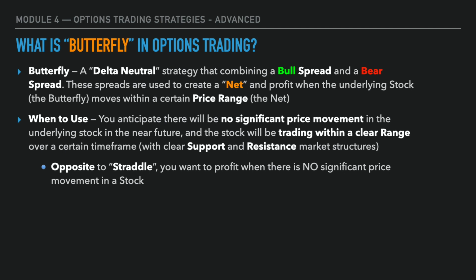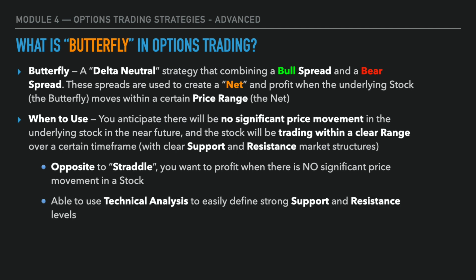Or you can think of it in this way. You take a butterfly trade because you're trying to take advantage of a potential range-bound market. As I mentioned a couple of times in this course, in general, markets only trend 30% of the time, and for the remaining 70% of the time, they trade in ranges. So there's a lot more money to be made in those ranging markets, and strategies like the butterfly can do exactly that for you.